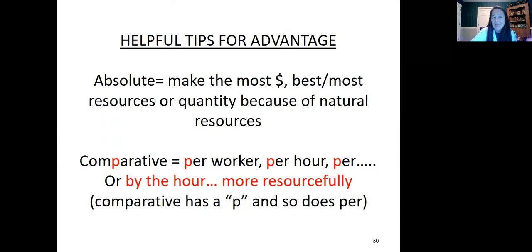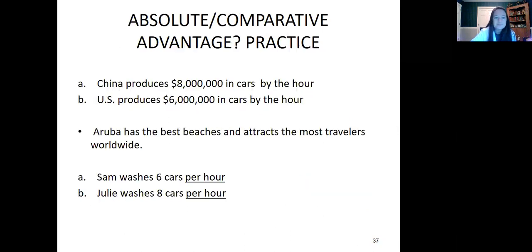Some helpful hints: with absolute, you might see in a question that maybe the country makes the most money, maybe they have the best or the most natural resources, or maybe the quality of their natural resources is just better. With comparative, normally you see something like a per worker. So somebody is doing it better by the hour, or they're doing it faster with fewer employees. So they're doing it more resourcefully. Same type of production process, but some country has found how to do it faster or better.